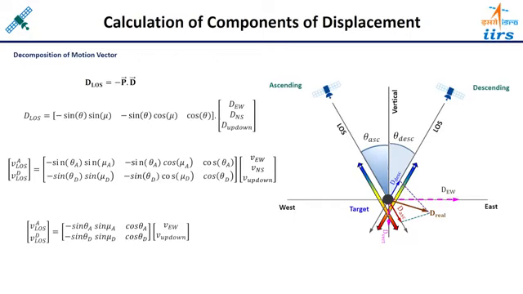Then the ascending and descending data sets were coupled together, just to calculate the vertical and horizontal components of the displacement vector. We have already seen this slide in the previous class. The line of sight velocity from the ascending data and the line of sight velocity from the descending data are associated with the east-west velocity and the up-down velocity.